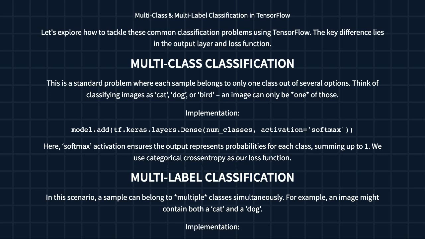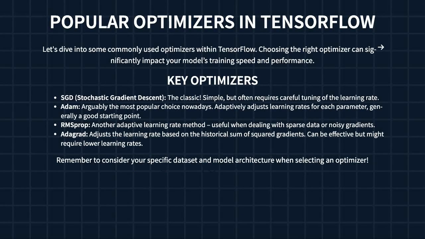Now, let's move on to multi-label classification. This is where things get interesting. Imagine an image that contains both a cat and a dog. It could belong to multiple categories simultaneously. To handle this, we use sigmoid activation on the output layer and binary cross-entropy loss. Each label gets its own probability, indicating whether or not the particular label is present in the sample. Does that make sense?